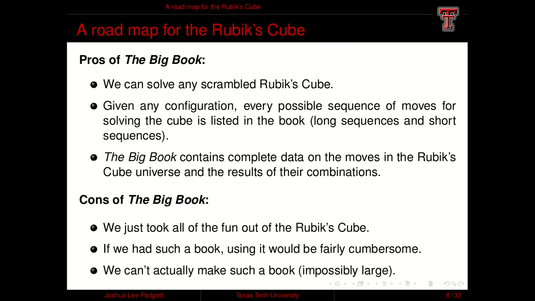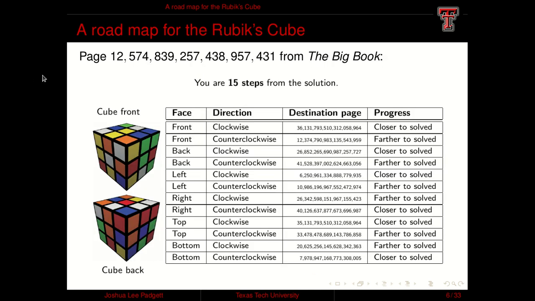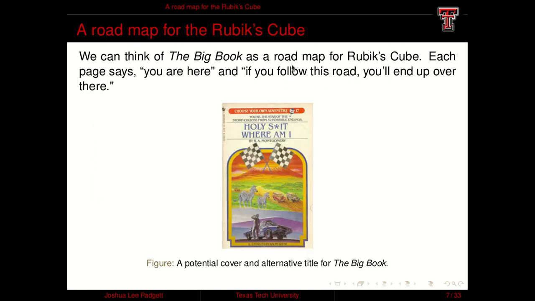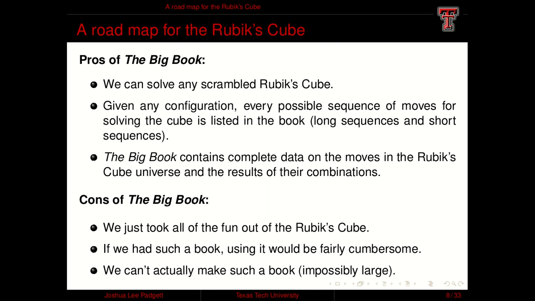Well, the cons are, of course, now the Rubik's Cube is no fun because we can solve it very trivially. If we had such a book, it would be very cumbersome in the sense that from our previous slide, we see that I would have to go to this enormously large numbered page before I even found what I was looking for. And of course, you could probably convince yourself that it would take you far too long to get here, that basically you would never use such a book. And finally, we can't actually make such a book.